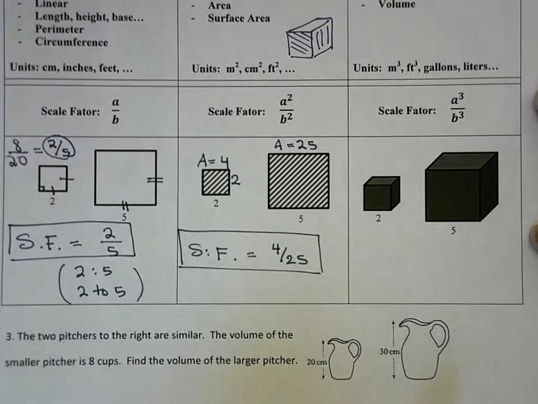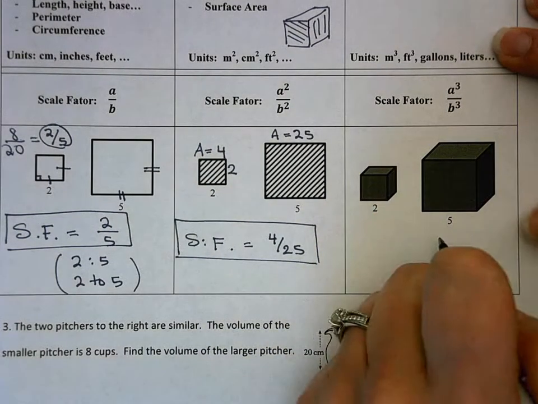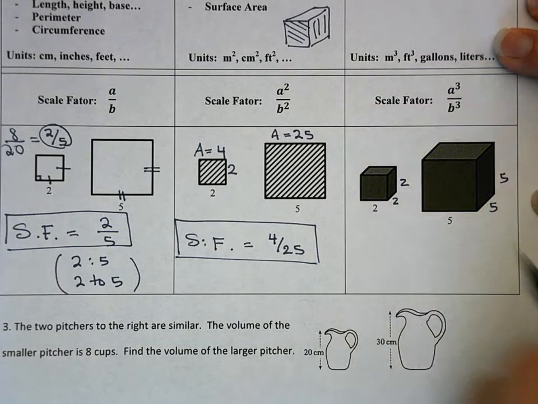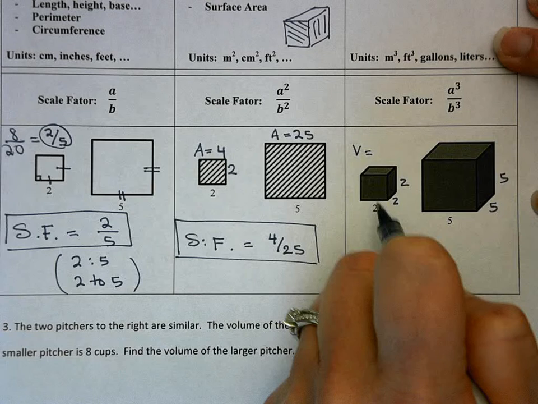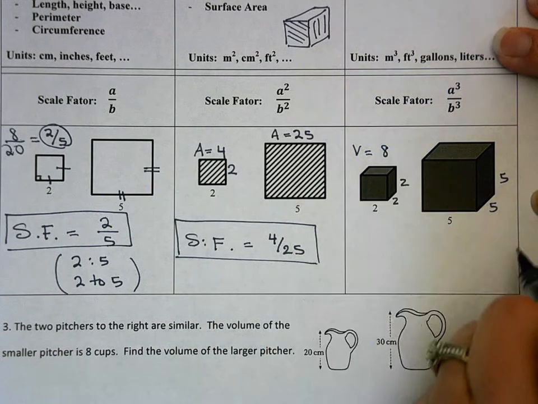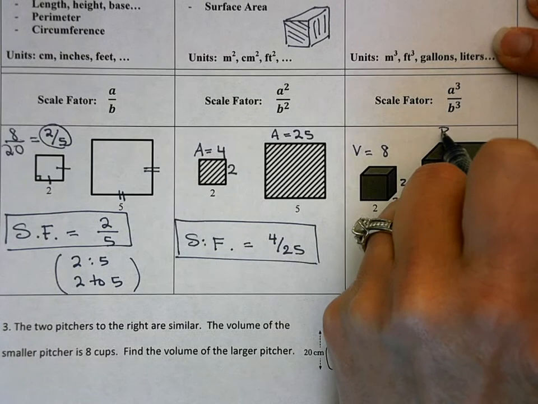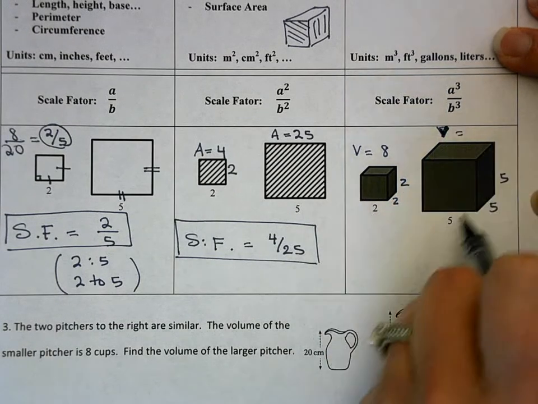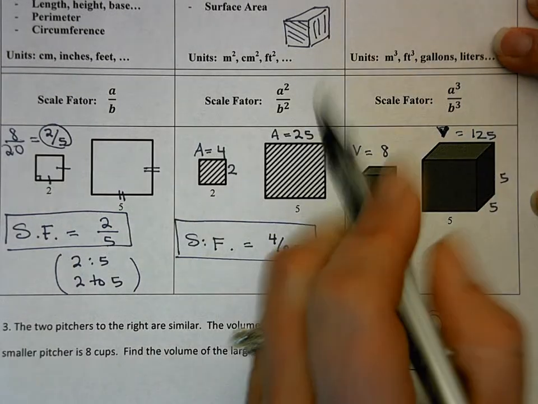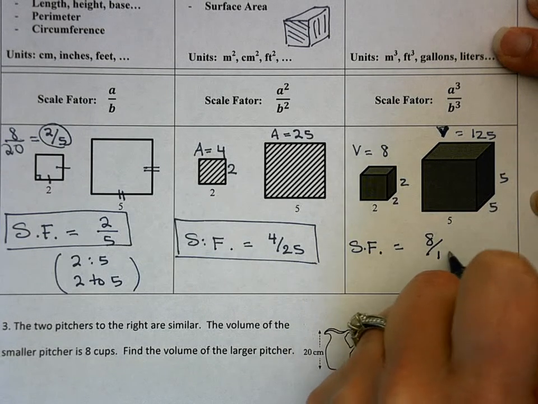Okay, and then finally if I look at their volume, so I find the volume of this cube, so this is a cube, so all measures are the same. So this volume, I would multiply, find the area of the base, so that would be 4, times the height, which would be 8. Area of the base would be 25, times its height would be 125. Okay. So then the scale factor between their volumes would be 8 to 125.